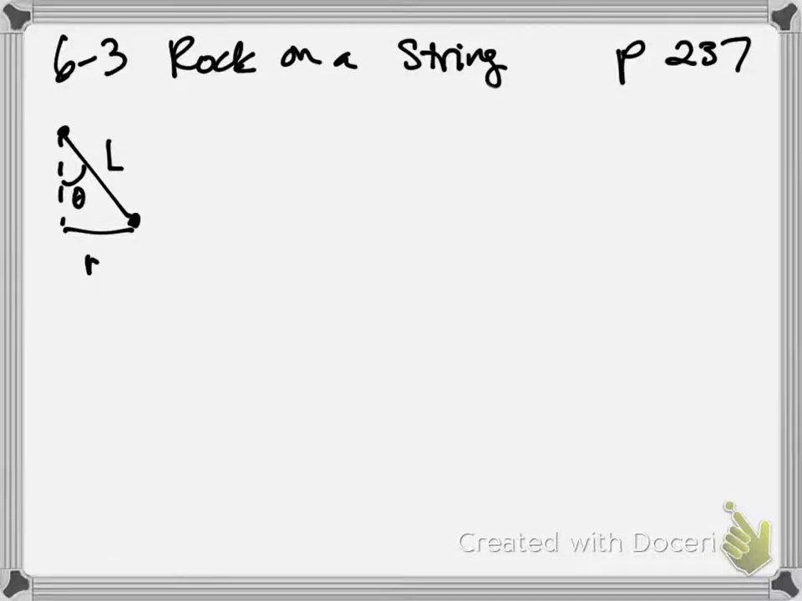This is Sample 6-3, Rock on a String. I'm on page 237 in your book. So we tie one end of a lightweight string of length L around a rock of mass M because that's what you do. Hold the other end of the string in your hand and make the rock swing in a horizontal circle at a constant speed. So it probably helps to take a look at the picture in your book if you're doing this.